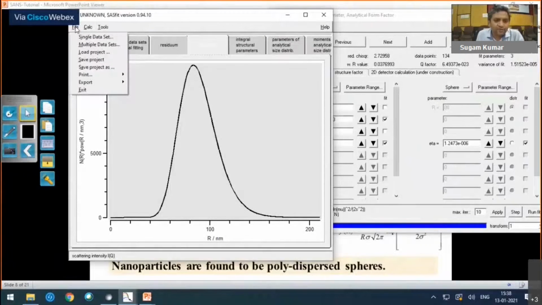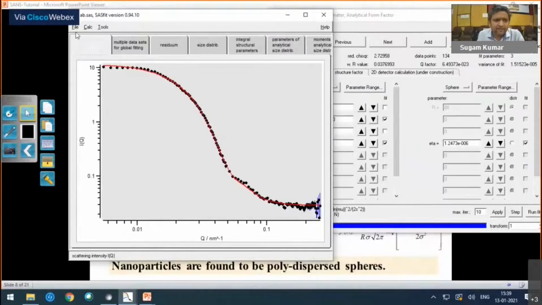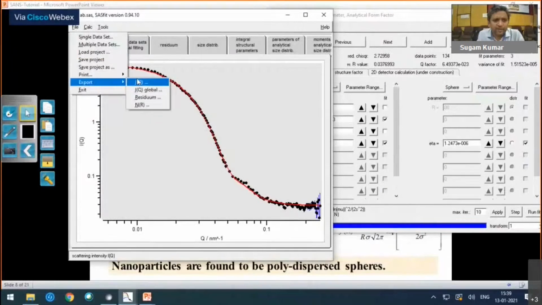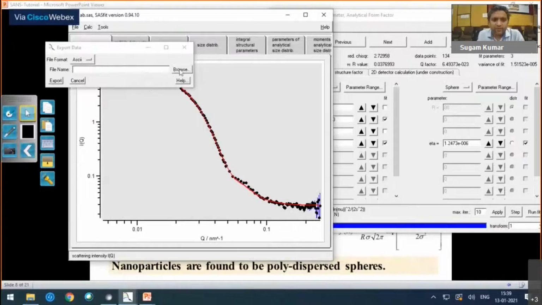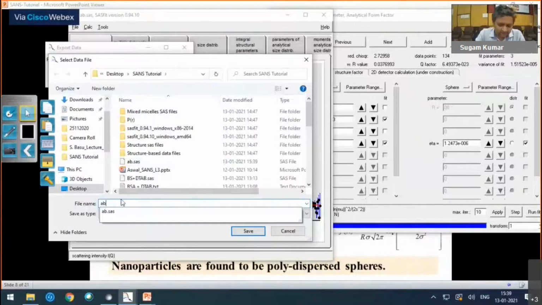Now just go here at file. One can save project, whatever name, say ab dot, project will be saved, or export the data, export IQ. So export IQ. So IQ will be exported.